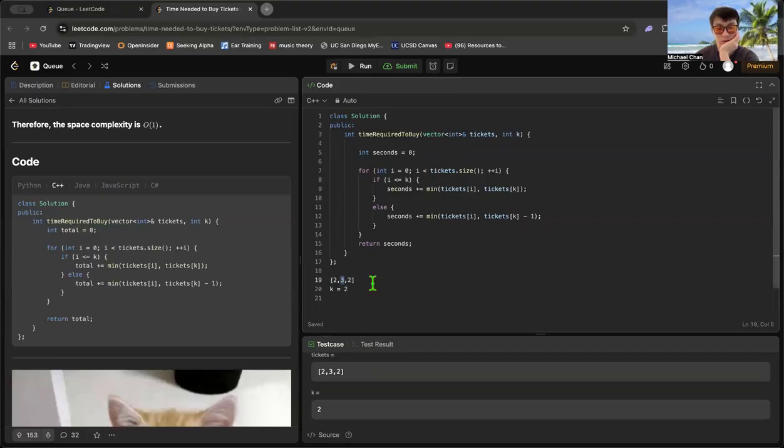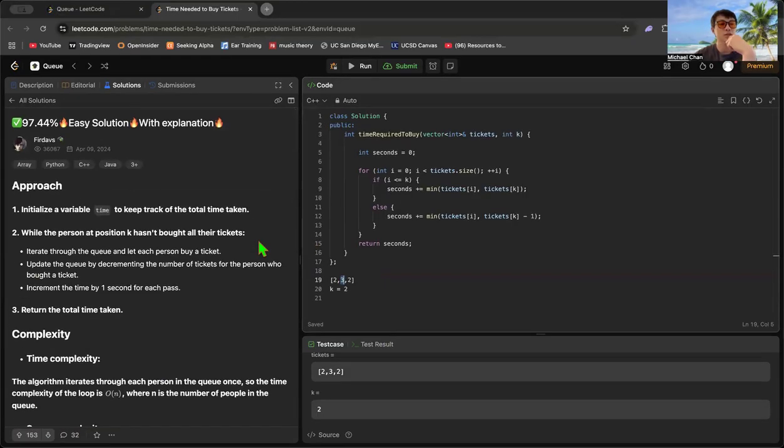i equals to 1 is smaller than k. Seconds plus minimum of tickets i, which is 3, or tickets k, which is 1. And then i equals to 2, which is equal, then you can take 2. I don't understand this.